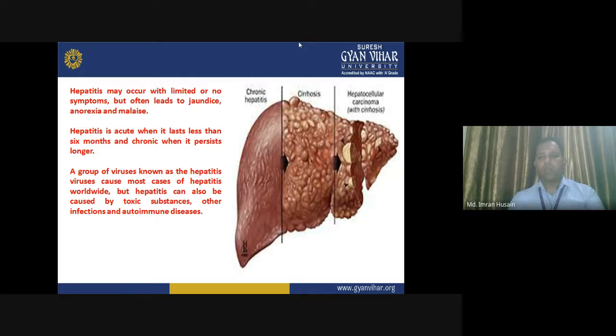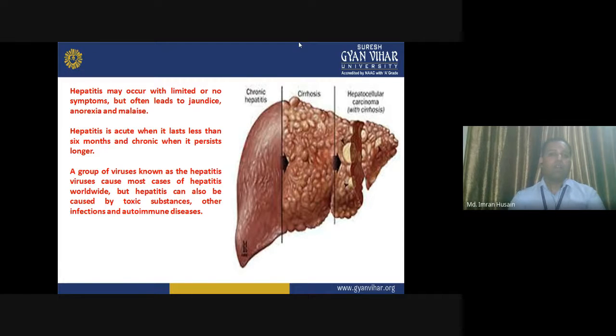The term hepatic is always used in the field of medical microbiology to describe all the conditions that are linked with the liver. And itis is the Greek word used for inflammation. Anywhere itis is mentioned, the condition is referring to swelling or inflammation.